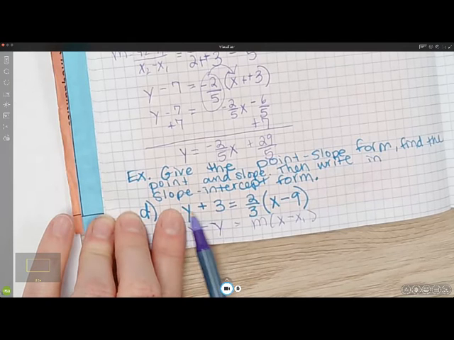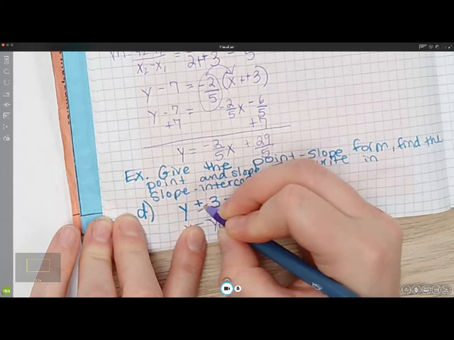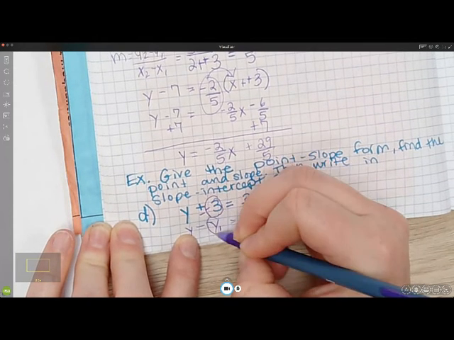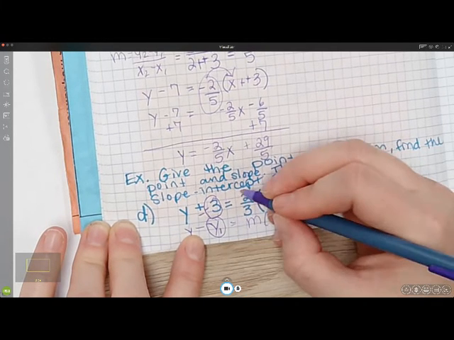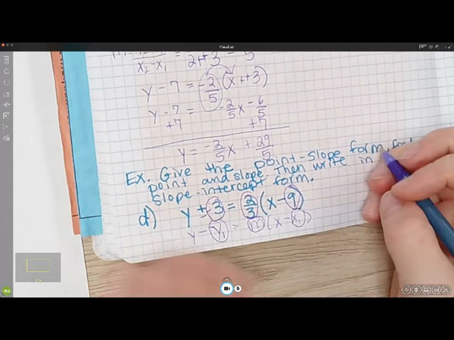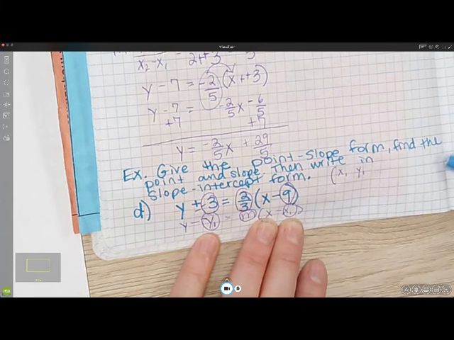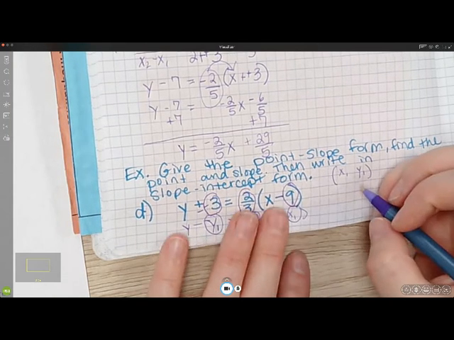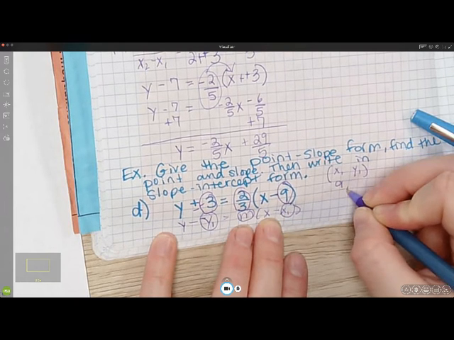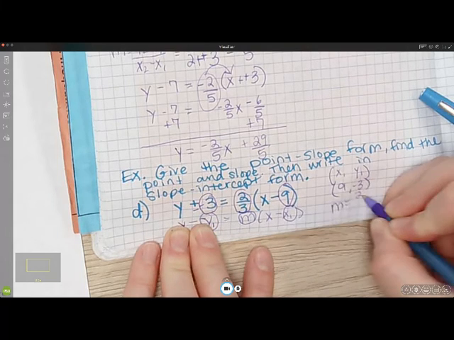Okay, so see how this says y plus 3? The only way to write minus would be minus a negative. Minus a negative 3 would give us that. So that means that negative 3 is our y1. And our m is 2/3. And our x1 is 9. So we can write that as x1, y1 is 9 and negative 3. And our m is 2/3.